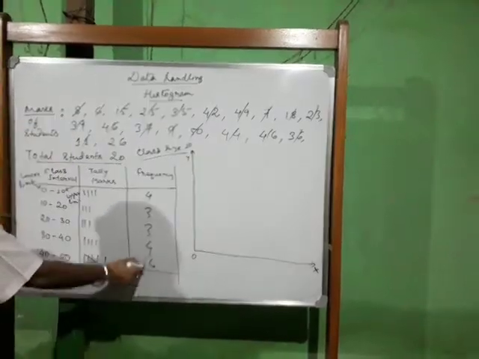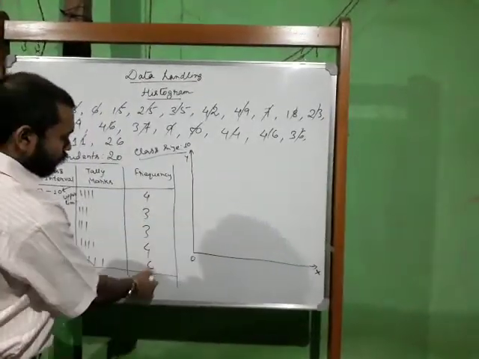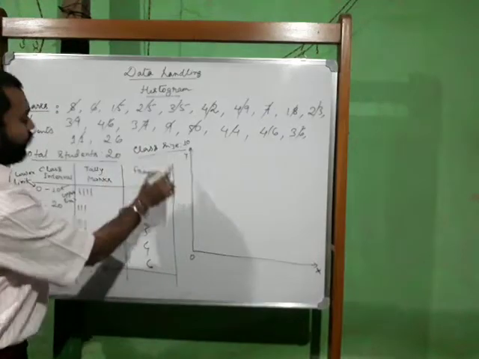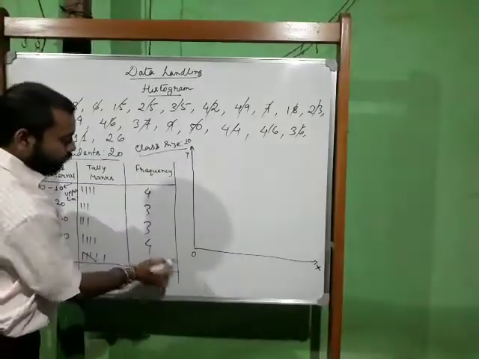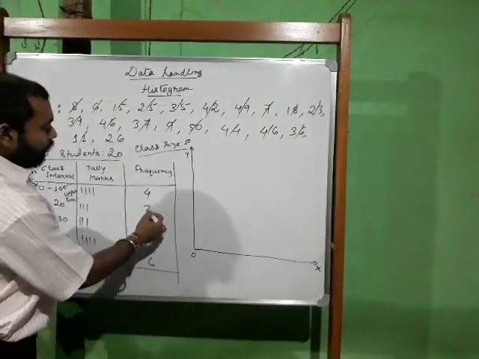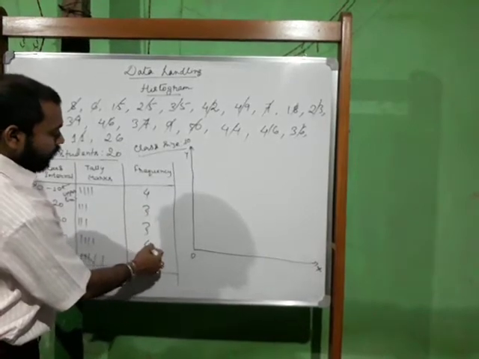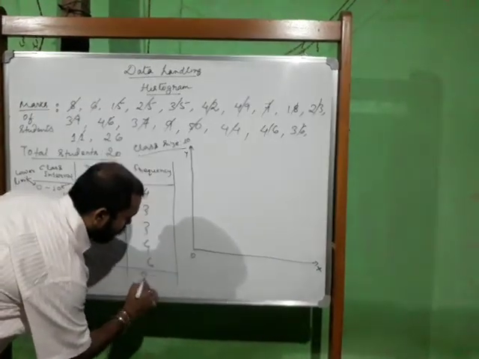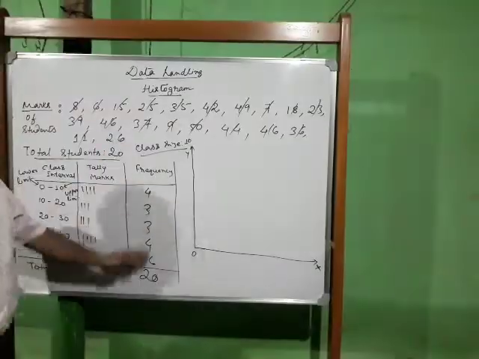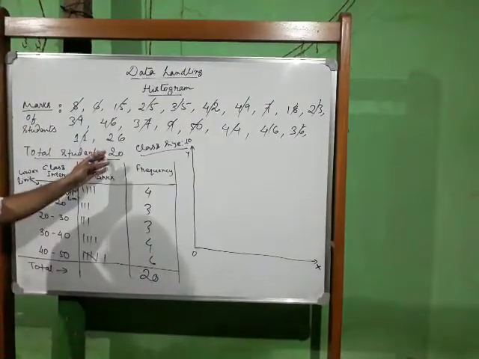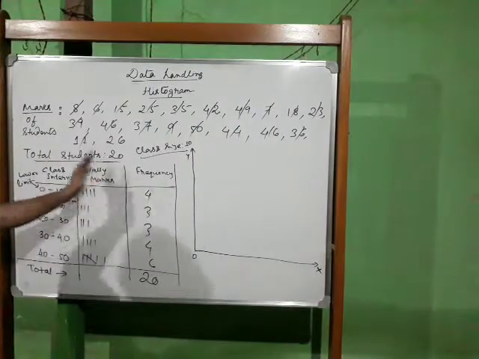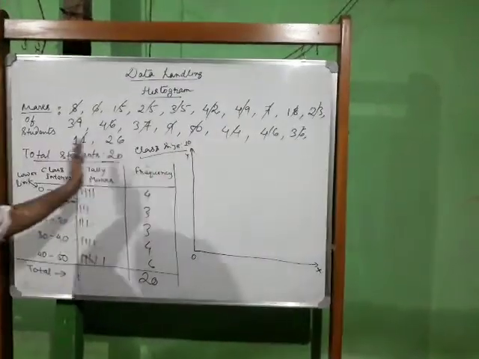Now you count. Because the total number of students is 20, the total frequency should be 20. 4 plus 3 is 7, 7 plus 3 is 10, 10 plus 4 is 14, 14 plus 6 is 20. So the total frequency is 20, which is equal to the total number of students. That means our table is correct.